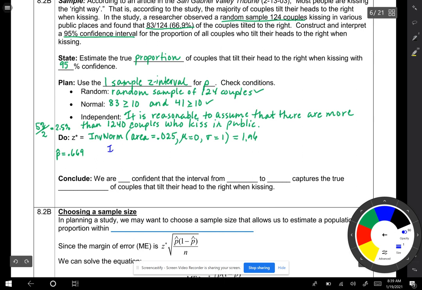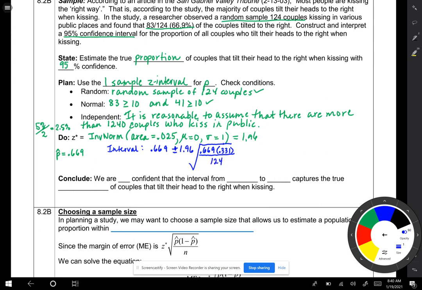So our interval will be p hat, our statistic, plus or minus our test statistic. So that would be 1.96, or z star, times our standard error. And our standard error will be the square root of 0.669, p hat, times 1 minus p hat, and that would be 0.331, all over our sample size, which is 124.